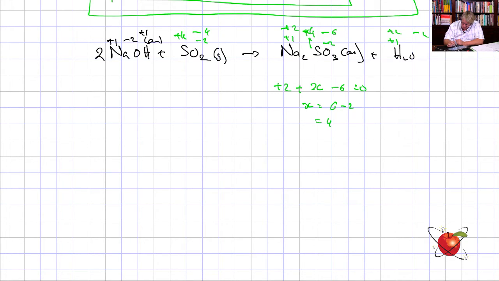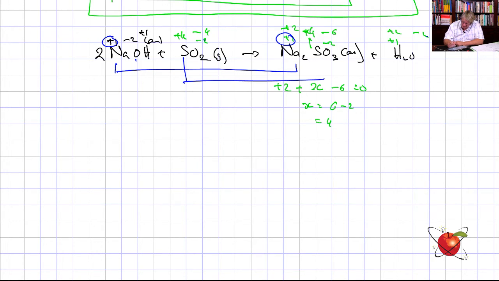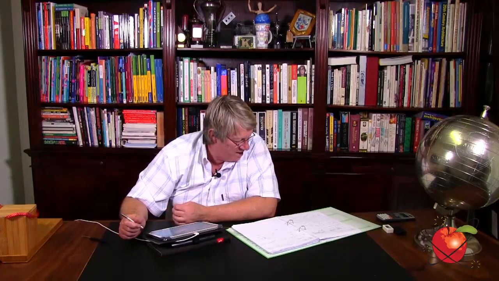Sodium, let's just change this to blue. Sodium is still plus 1. Oxygen, minus 2, minus 2, minus 2. Hydrogen, plus 1. And sulfur, the other most important one in this, has stayed at plus 4. Now, you know sulfur can go from plus 4 to minus 2, and it can take a few various forms, right? So this is not a redox reaction once again. Okay? Let's have a look at the next one.